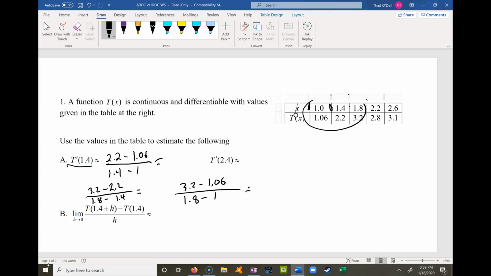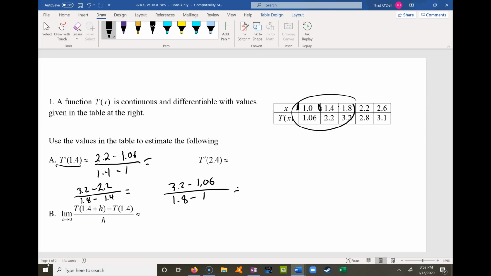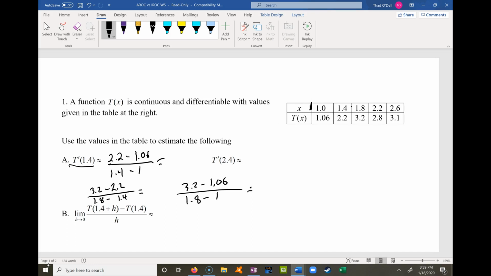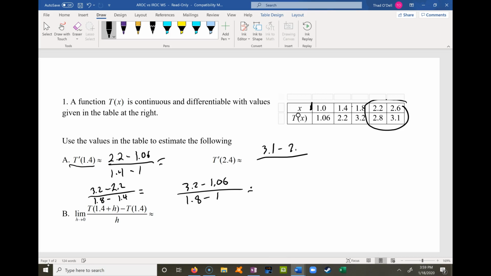Okay. So then when you look at the same question with 2.4, of course, we have fewer options here because there's only one interval that actually contains 2.4, at least one small interval. So the obvious choice here to estimate this would be 3.1 minus 2.8 over 2.6 minus 2.2. And of course, you'd simplify that. So that's the idea of using average rate of change to approximate instantaneous rate of change.